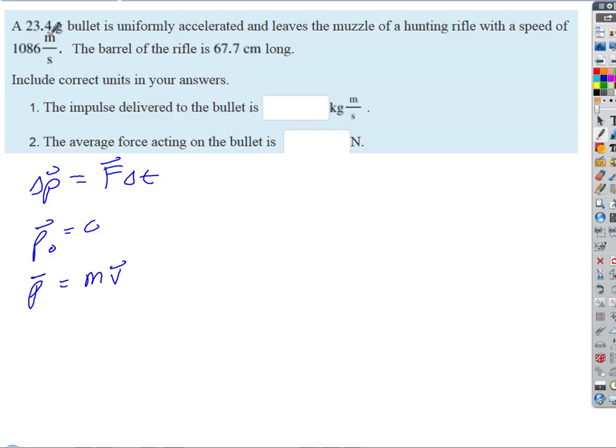So grams. How many grams in a kilogram? 1,000, right? Good. So then I have to move the decimal how many places? To the left. 3 to the left. Good. So the mass is going to equal 0.0234, and then the velocity is 1086, right? And so our delta P is just equal to, this is a calculator problem, right? So whatever that product is minus 0. Right, everybody with me?